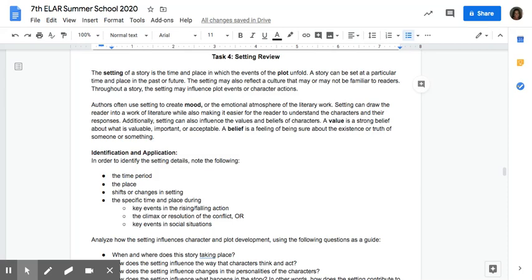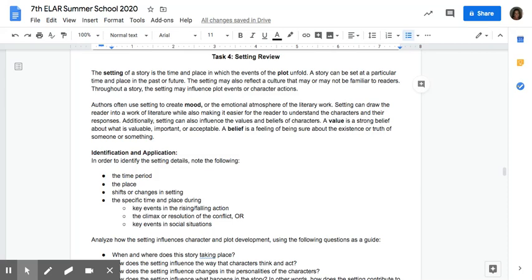A short story can be set in a particular time and place, and it can be set in the past or in the future. Setting also can reflect a culture that you may or may not be familiar with. And then throughout the story, the setting can influence the plot's events and even the characters' actions. So setting plays an important role in understanding and comprehending text beyond just the when and the where.